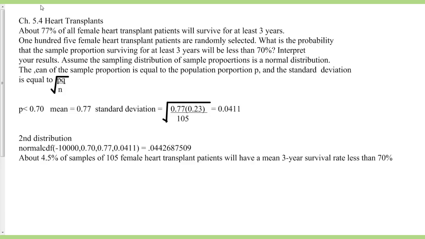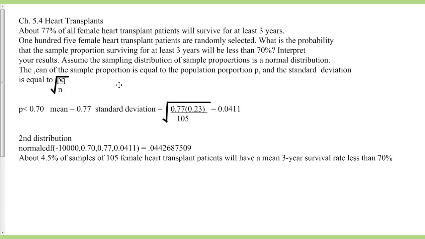This is a little different problem from chapter 5.4 where you're finding the probability of the sample proportion. It says about 77% of all female heart transplant patients will survive for at least 3 years. 105 female heart transplant patients are randomly selected. What is the probability that the sample proportion surviving for at least 3 years will be less than 70%?